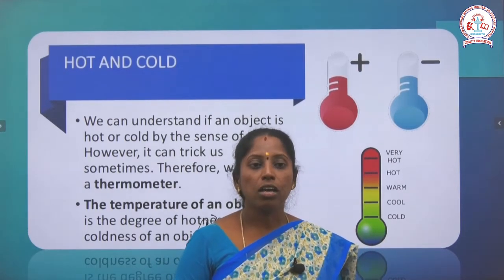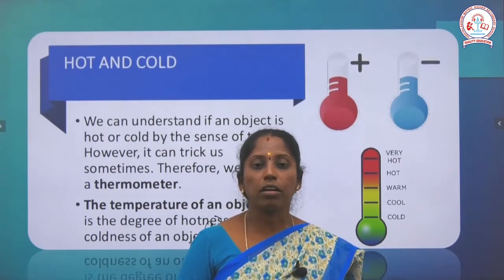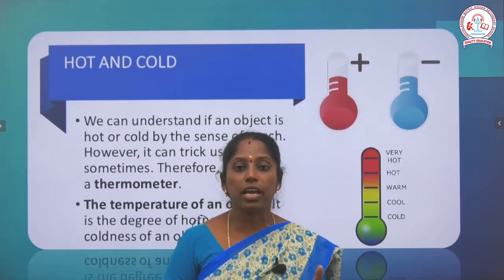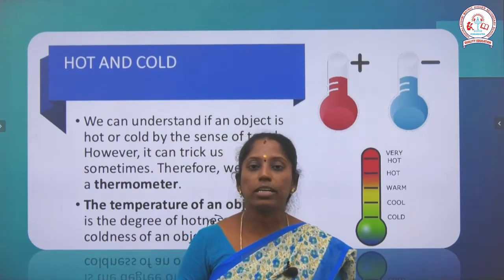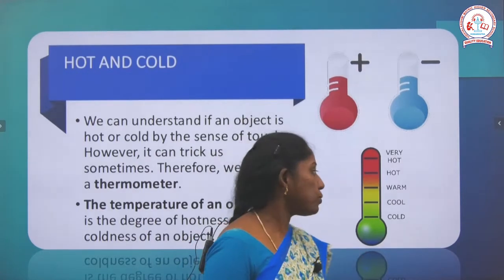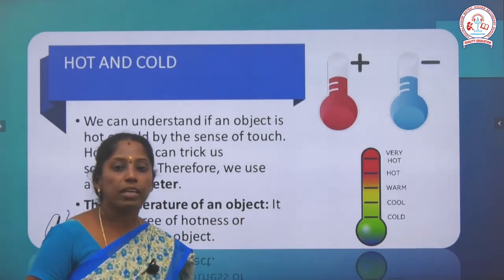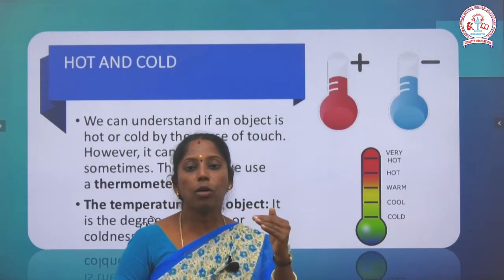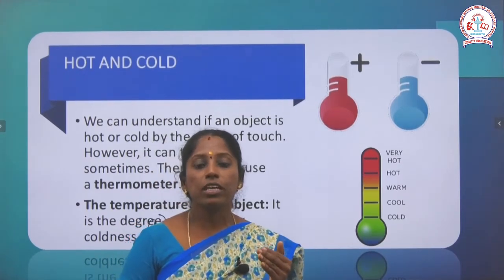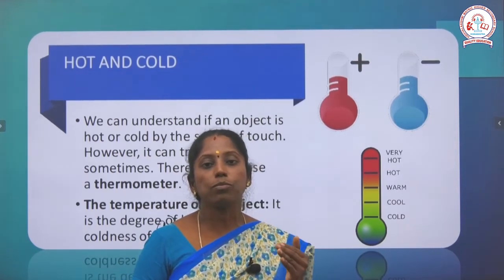How can you measure whether this object is hot? Through the temperature. Only through the temperature can we identify the hottest and the coldest object. So what is the temperature of an object? It is the degree of hotness or coldness of an object. If the temperature is high, that object is very hot. If the temperature is very low, that object is very cool. Through the temperature we can identify whether an object is hot or cool.